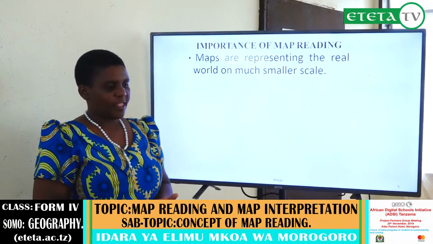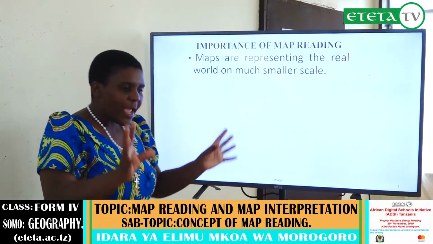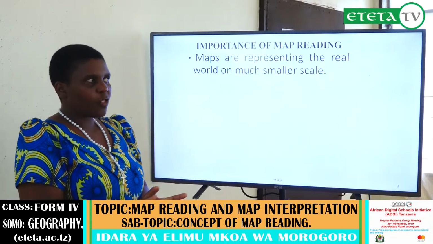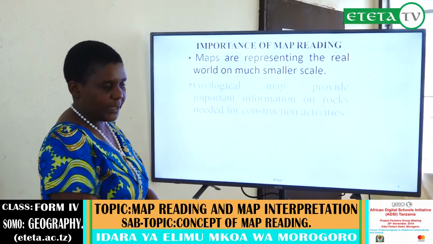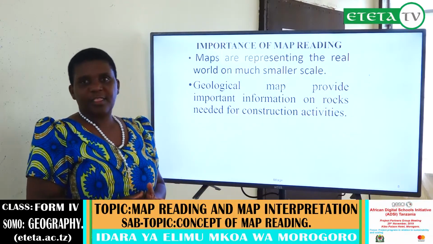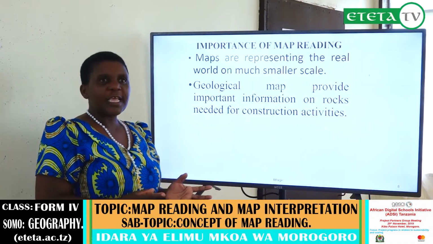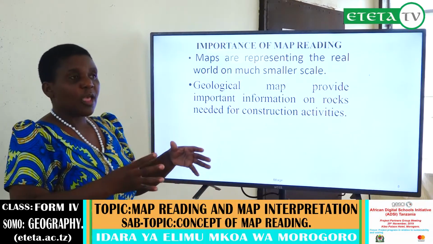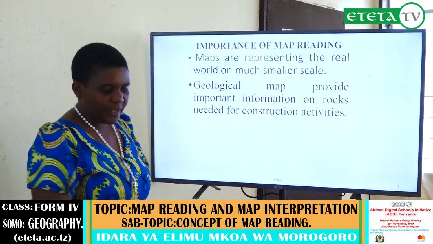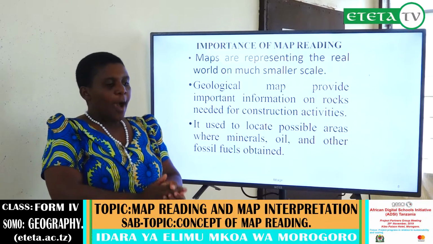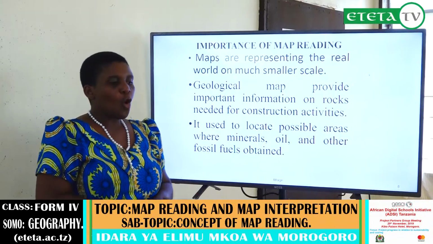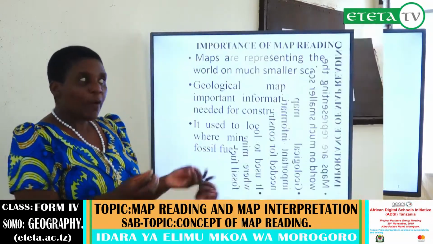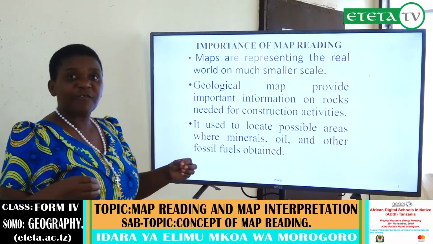Map reading is very important as maps represent the real world on a small scale, so as to be easy for various viewers to see and to learn from. Again, geographical maps provide important information on rocks needed for construction activities. Therefore, constructors will know which rocks are suitable for construction purposes. Maps are also used to locate possible areas where various resources are found. For instance, they locate where minerals are, where we can get oil, and where other fossil fuels are obtained.